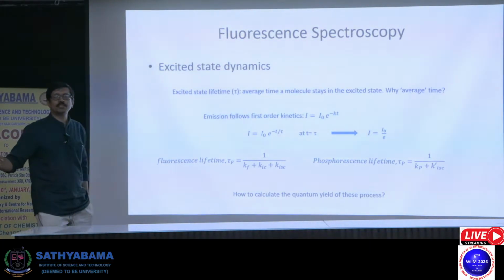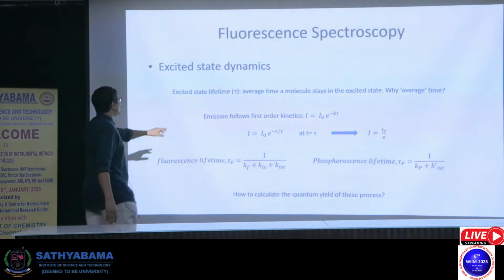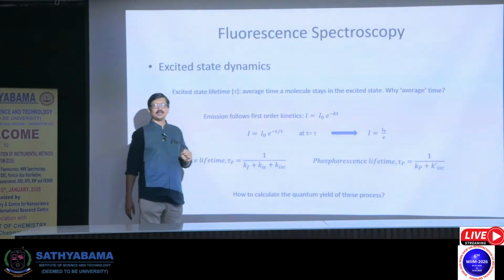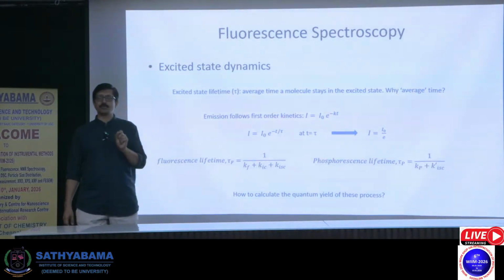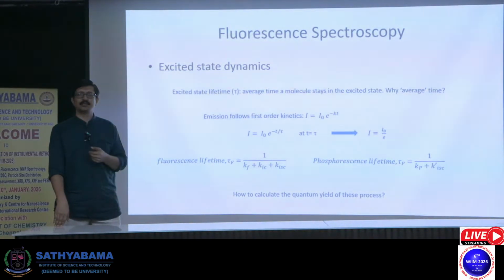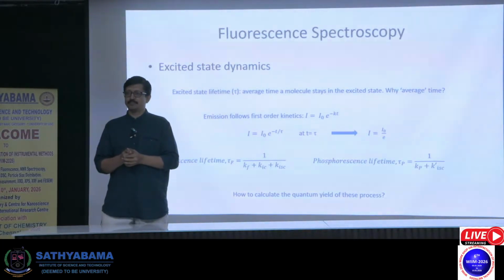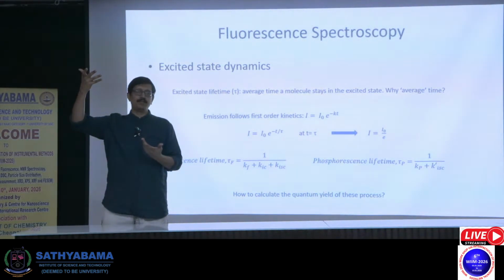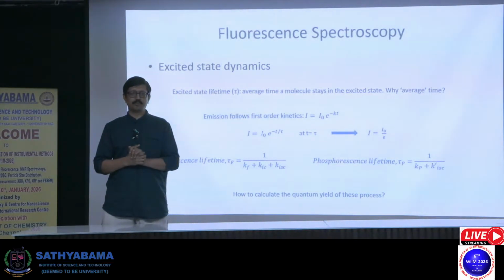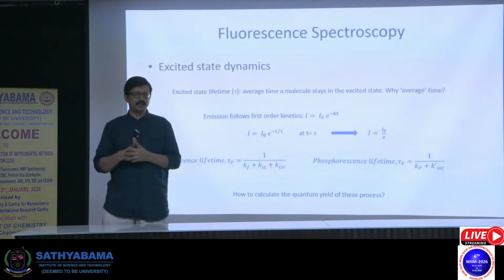Another important aspect of fluorescence spectroscopy is the lifetime. It's called the excited state lifetime, normally termed as tau. See, the definition of tau is another interesting aspect. It says the average time a molecule stays in the excited state. Why this term average? See, you excite some molecules. For example, you excite 1 mole of anthracene. Anthracene is a chemical. It goes to the excited state. After 5 nanoseconds, it comes down. So 5 nanoseconds is the time that all the 1 mole of anthracene stays there.